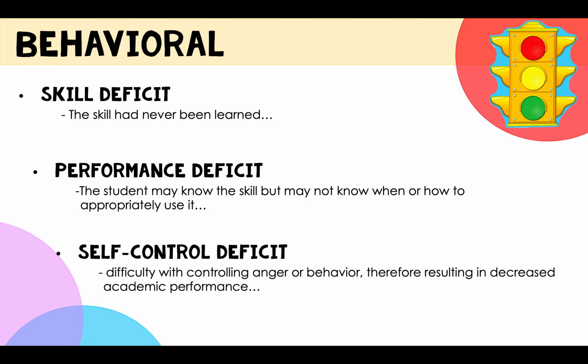Students may show behaviors due to three different deficits: skill deficits, performance deficits, or self-control deficits. Students may act out due to the fact that they don't know or understand a skill. They may act out because they don't understand the appropriateness of a skill, or they may not be able to control themselves in a certain situation, therefore causing lowered academic progress.